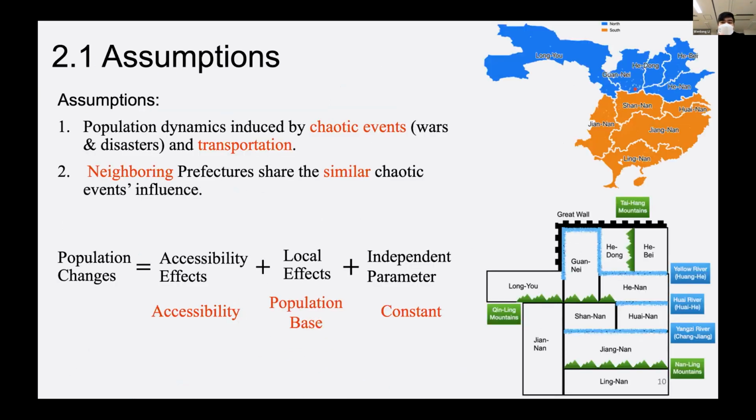And the next part is based on the accessibility results. I developed a model to describe the relationship between the population dynamics and the transportation accessibility. As you can see, the population change is equal to the accessibility effects plus the local effects. Local effects are quite directly linked to chaotic events, which are wars or disasters, which would induce direct population loss or something like that. So I grouped the prefectures into different provinces because the province division was based on major geographical landmarks.